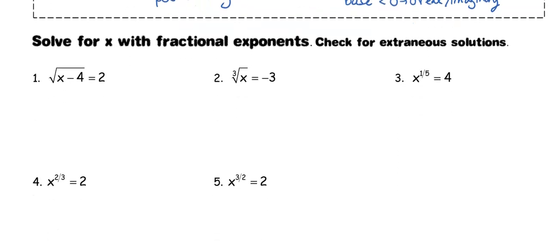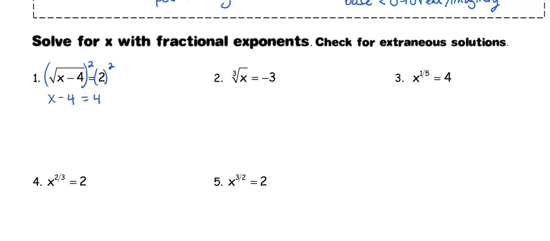And if you remember, a fractional exponent is a radical. So if you have a radical, that comes from a fractional exponent. So if I have the square root of x minus 4 is equal to 2, I want to undo the square rooting of it. So to undo a square root, we square both sides. The square root and the square cancel, so we've got x minus 4 is equal to 4.